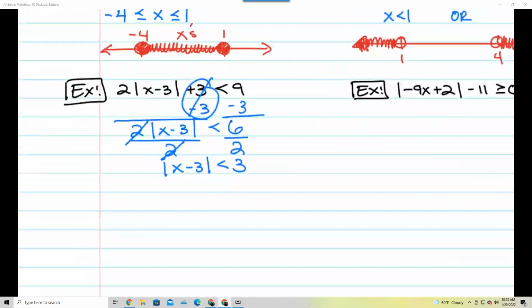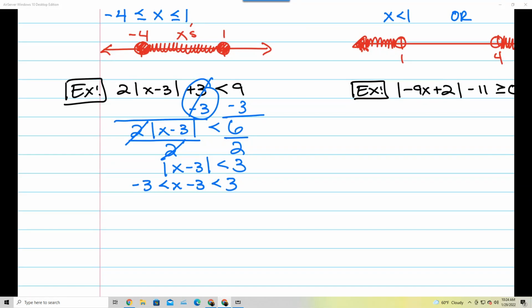So I'm going to take this 3, swing it to the front, make it a negative 3, and sandwich it in between. So what am I going to end up with? I'm going to end up with a negative 3 is less than x minus 3 is less than 3. All I did is I swung that 3 to the front.